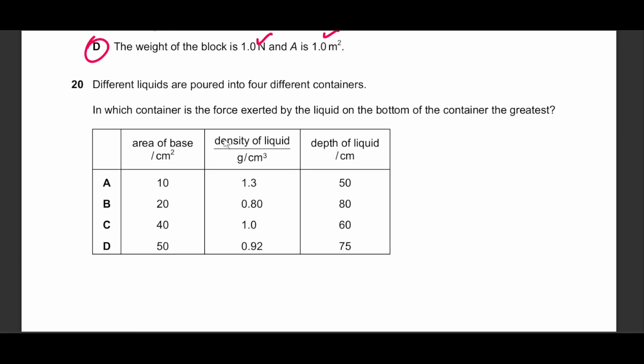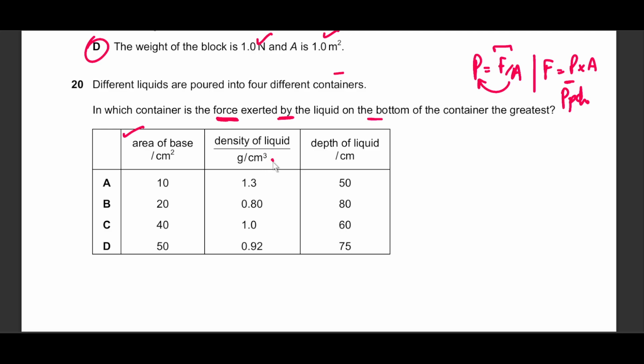Question number 20 requires a bit of calculation. It says different liquids are poured in different containers. The bases are different. In which container is the force exerted by the liquid on the bottom of the container the greatest? So the general formula is pressure equals force over area. Since we're interested in the force, area goes there. This is going to become force equals pressure multiplied by area. But I need to find the pressure, which is going to be rho g h.